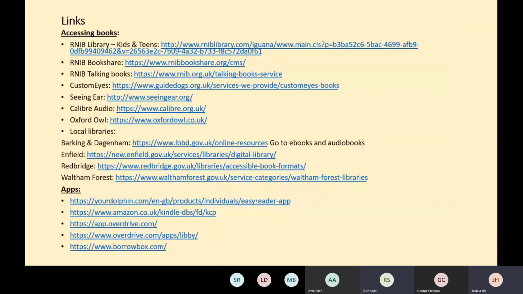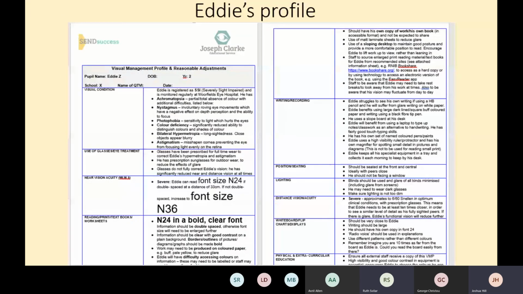As you can see, the profile explains Eddie's visual condition and gives strategies for the school to use to help Eddie to access the curriculum as safely and independently as possible. These strategies include, for example, the best seating position to reduce glare, the optimum font size for reading, ways to access books electronically, but also strategies for outside the classroom, like in PE or in the playground or school trips. Next slide, please.